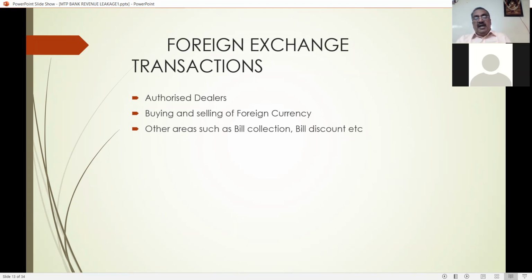That's a loss. And at the time of bill collection and bill discount, sometimes the bills have been sent for collection and the payment has to come. For that, they are charging some commission. To bring the foreign exchange from a foreign country to you, they charge some commission. So that is an income to the bank.